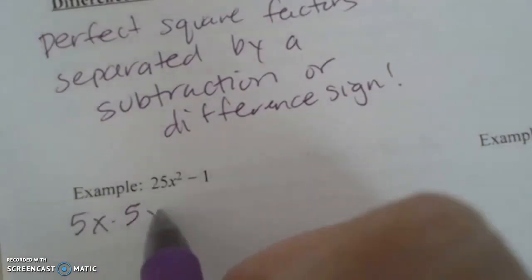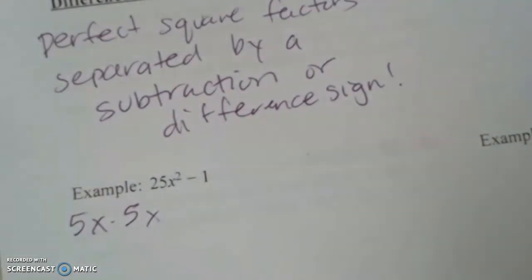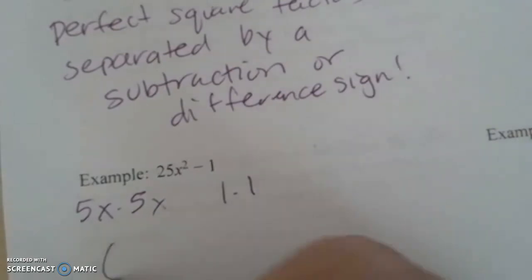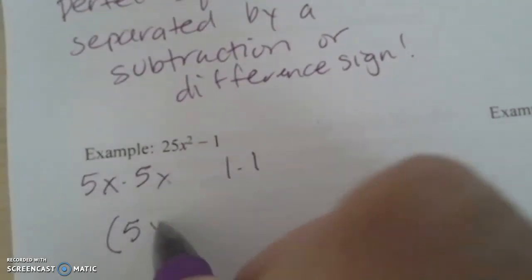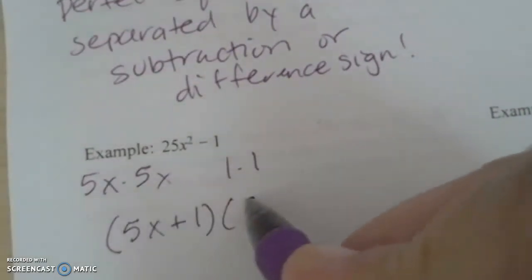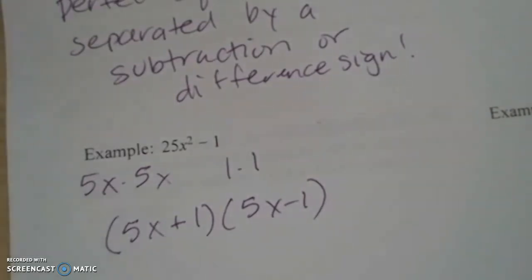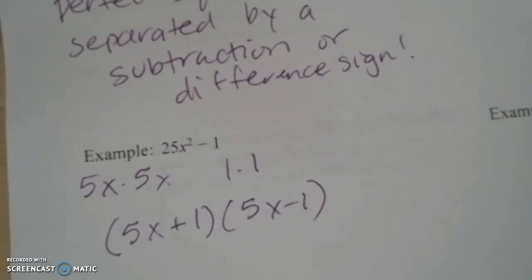5x times 5x. Is 1 a perfect square? What makes 1? 1 times 1. So how can I write that super fast and easy? I can factor that by 5x plus 1, 5x minus 1. That's how quickly you can solve this problem, because it's a difference of two perfect squares. Okay, so that's one part of the special factoring cases.